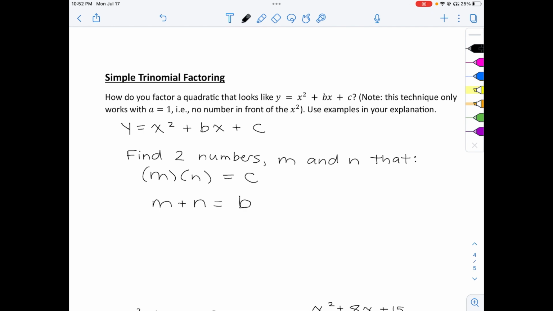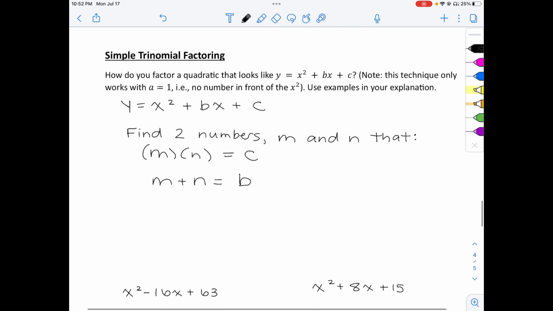Okay, so you need two numbers that satisfy that condition. Okay, so when you multiply them together, you get whatever the c value of your standard form equation is. And when you add them together, that includes subtracting if one of them or both of them are negative, then you get the b value. Okay, so whatever that middle number is in your standard form. The easiest way to visualize this is to look at some examples with actual numbers.